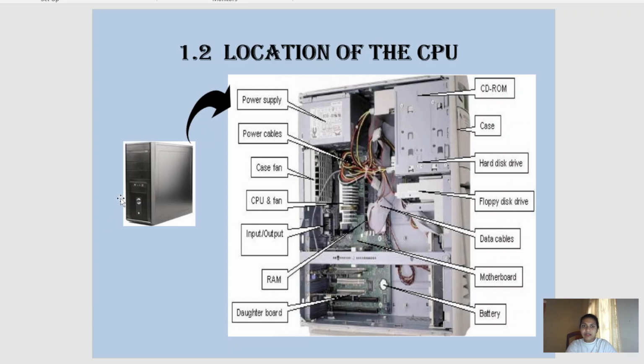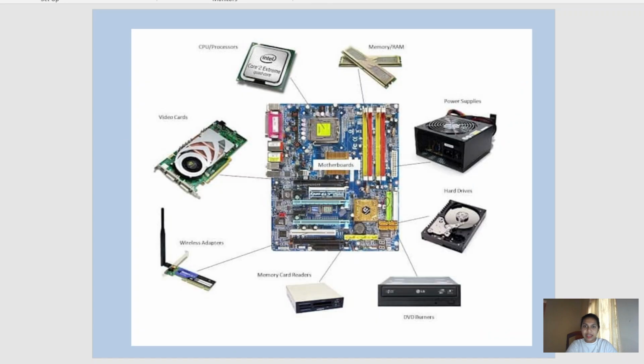Can you see what that is? It is a system unit. We call it the system unit. It is covered by a casing. If we remove that casing, we can see there's a board. Some peripherals are also attached to that board. We call that board the motherboard. Then let's move to the next slide.